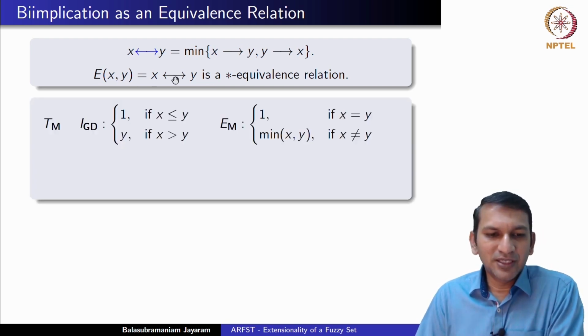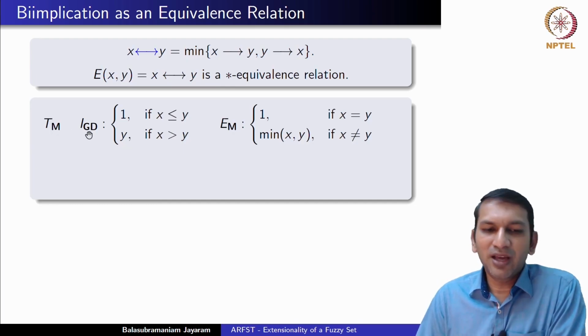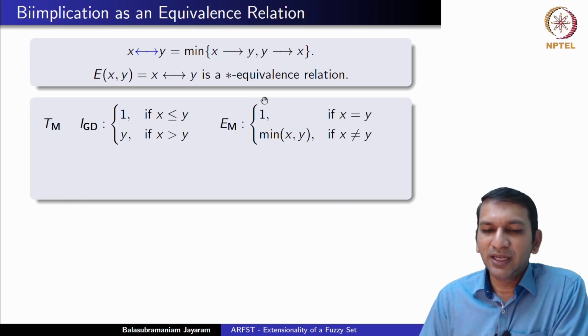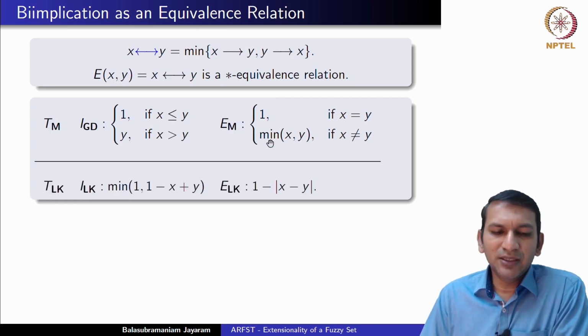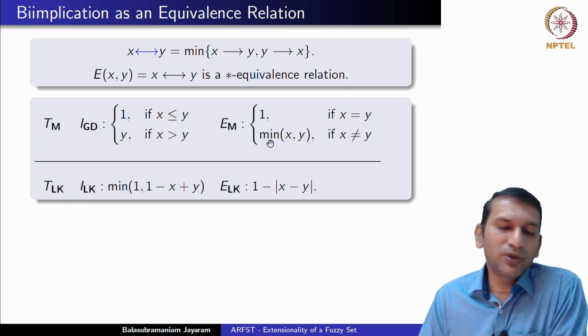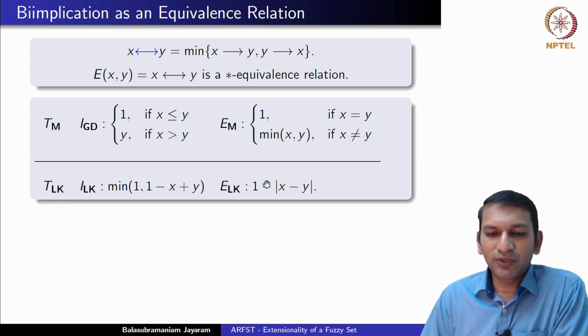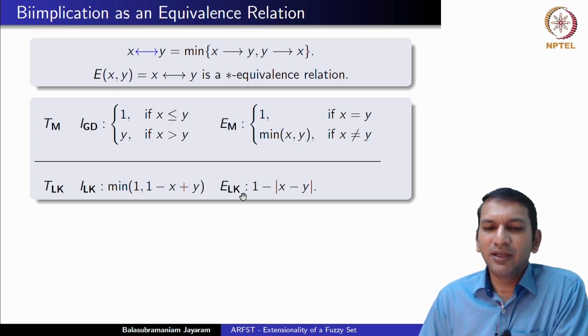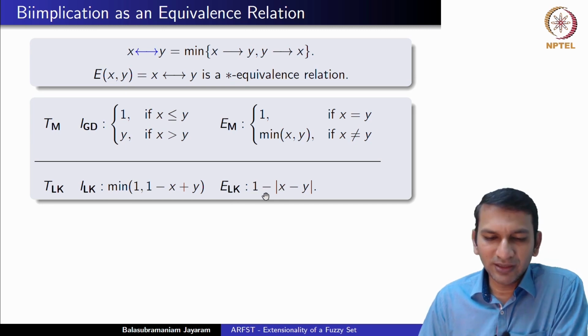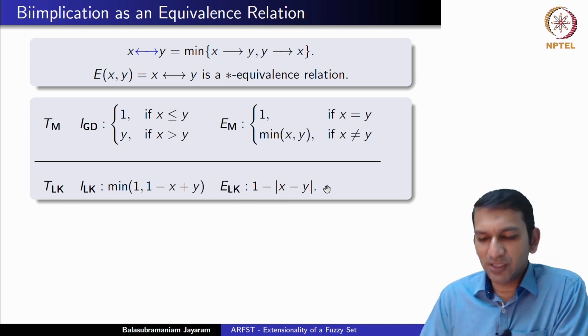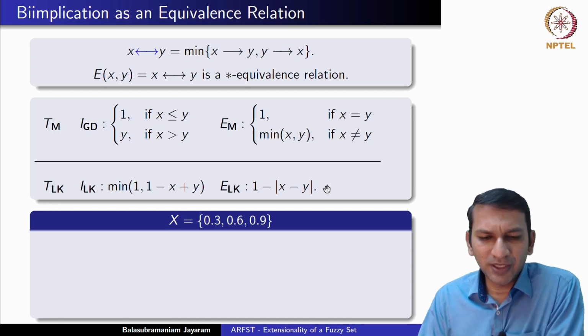Now recall, if you consider the minimum T-norm, the corresponding R-implication is the Gödel implication, and using this definition of a biresiduum, we get that the min transitive fuzzy relation EM is given like this. If you consider the Lukasiewicz T-norm, the corresponding Lukasiewicz implication, the biresiduum of that is essentially this. So getting the equivalence relation from there would look like this. The ELK would be 1 minus mod of x minus y.